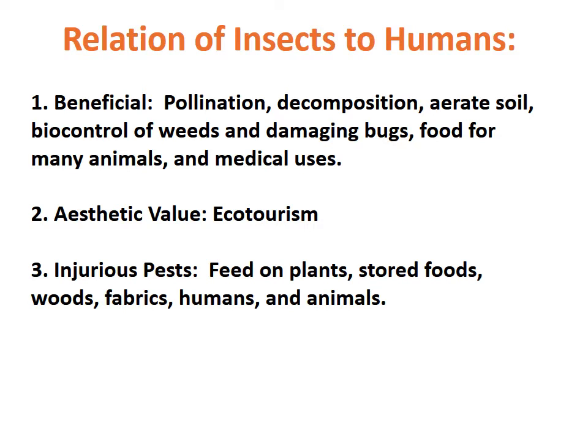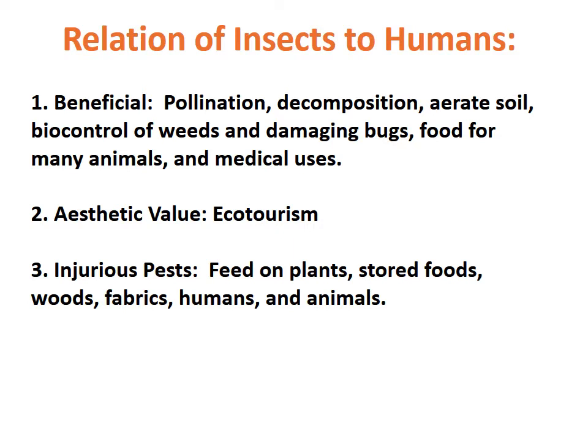And then many other insects are injurious pests. They'll feed on plants. Many insects feed on store foods. You'd be surprised at the percentage of food that's grown around the world that is lost to insect damage, so we're no longer able to eat it. Not so much in developed countries, but in third world countries that is a huge problem for them. Other insects feed on woods. Think of termites, think of a number of beetles that will damage wood in our house.